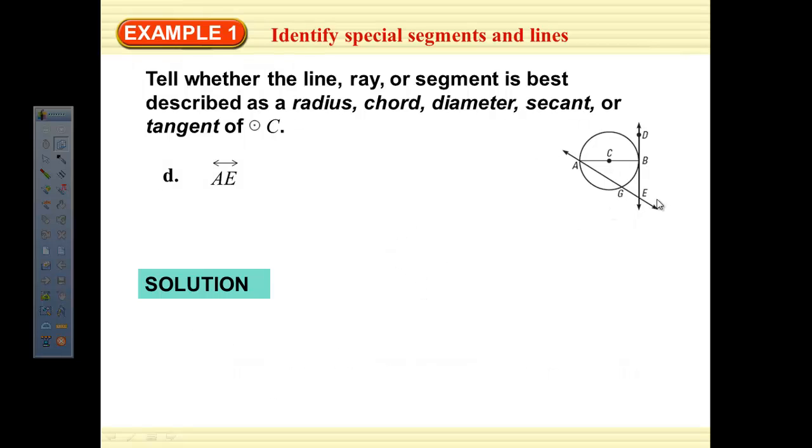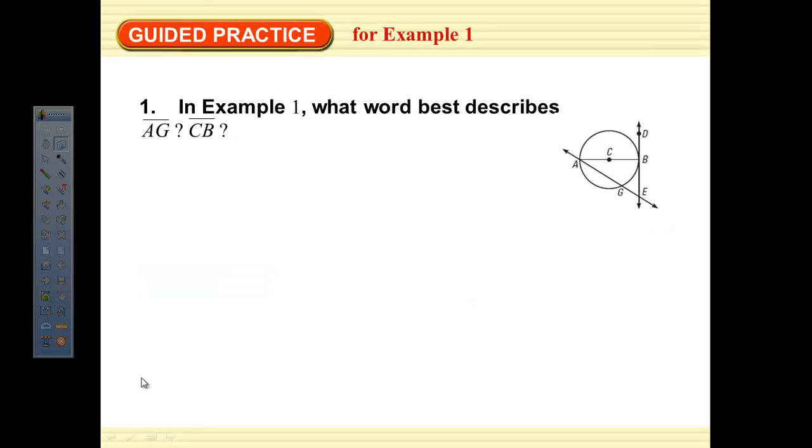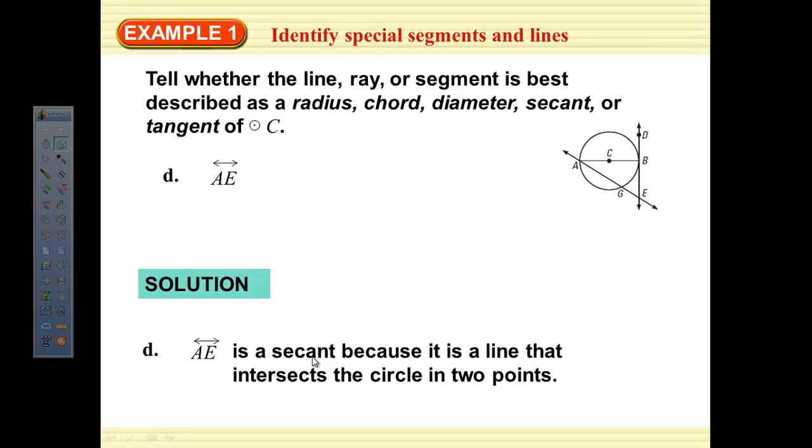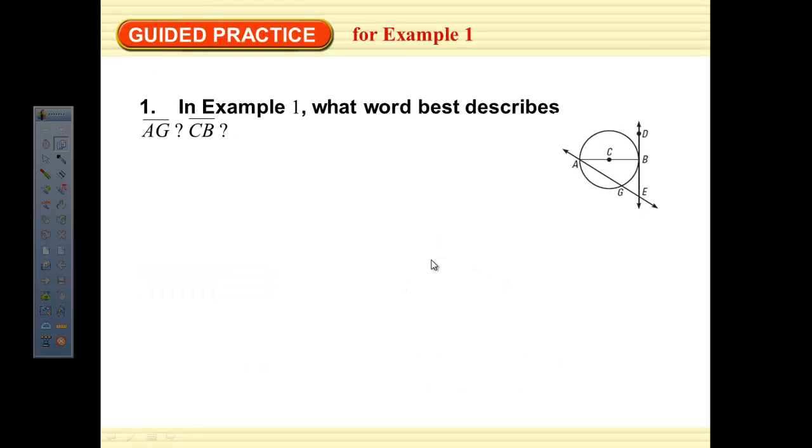Now we're looking at AE. This is a line that goes through the circle in 2 points. If it's 1 point, it's a tangent. 2 points, this would be a secant. If we were just going from A to G, that would be a chord. But since we're saying line AG, this would be, whoops, sorry, went too far. This would be a secant. It's a line that intersects the circle in 2 points.